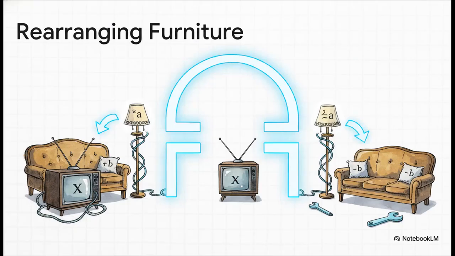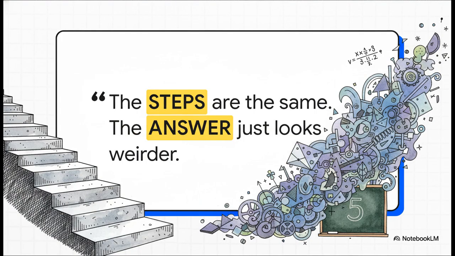I want you to think of it like rearranging furniture in your living room. Let's say your goal is to get the TV by itself against one wall. To do that, you have to move all the other clutter, the couch, the coffee table, to the other side of the room. And the tools you use, they're the same tools you always use in algebra, inverse operations. You move addition by using subtraction. You move multiplication by using division. Same old moves.